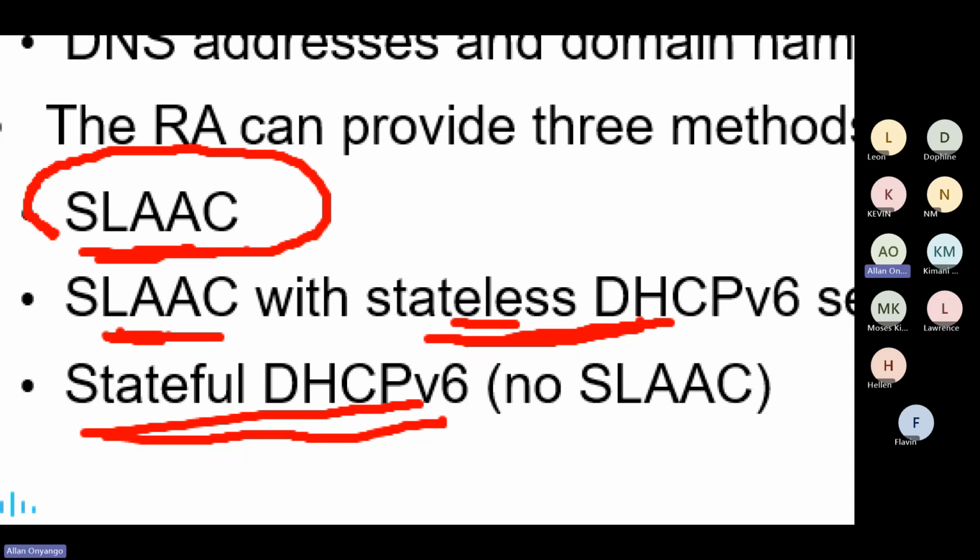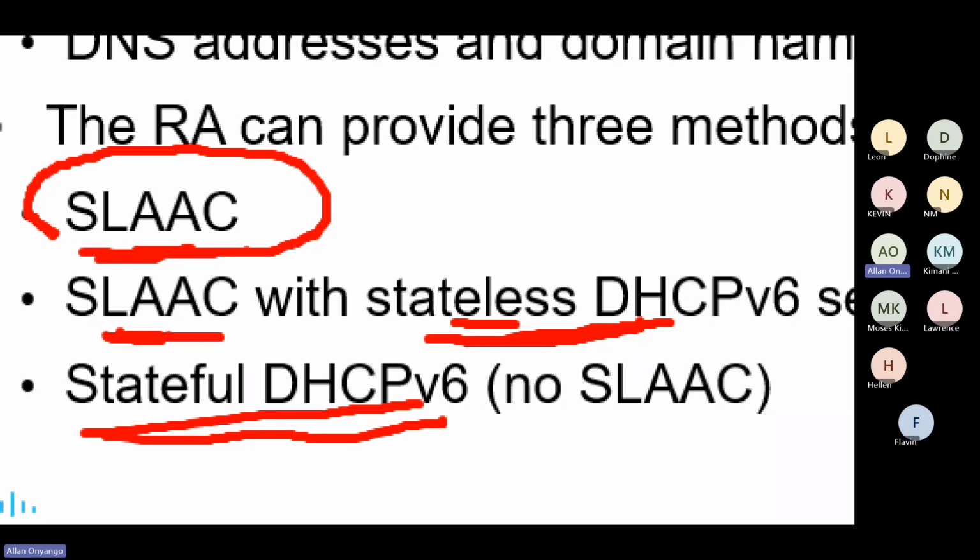In fact, SLAAC means stateless address auto-configuration. Okay? So in SLAAC, there's no DHCP server. The PC has to create its own IPv6 address without any DHCP server, without you, the network administrator, assigning it to them. You create it from somewhere, and I'm going to show you how they create it. There's no DHCP server, but they obtain it automatically. How they do it is the question.